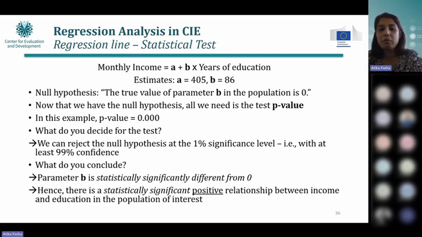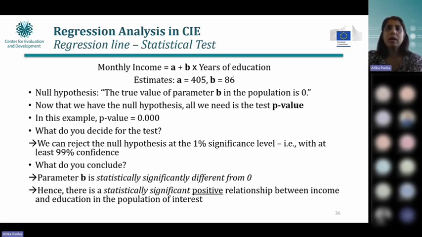So what do we conclude from this? We conclude the parameter beta is statistically significantly different from 0, not only in our sample, but also likely in the population. And we can say that with more than 99% confidence even. So what we can conclude is that there is a statistically significant positive relationship between income and education in our population.